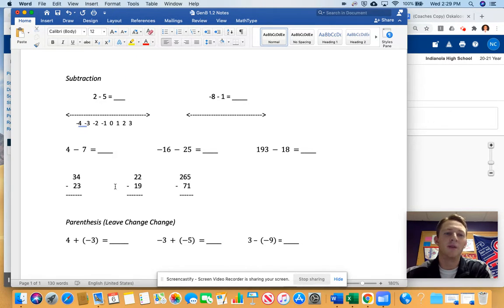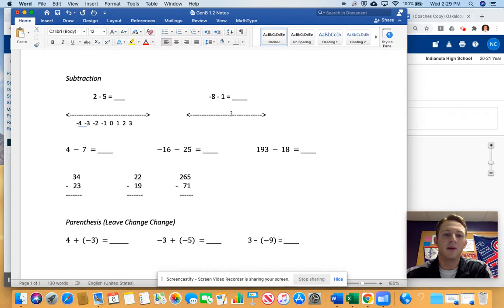Subtraction, we're going to be moving left on the number line. So 2 minus 5 this time, we're going to start at 2. And subtraction, so we're moving left 5. So 1, 2, 3, 4, 5. 2 minus 5 is -3.